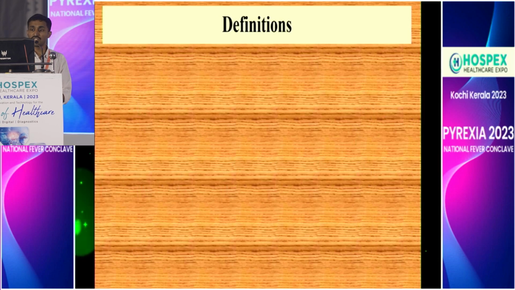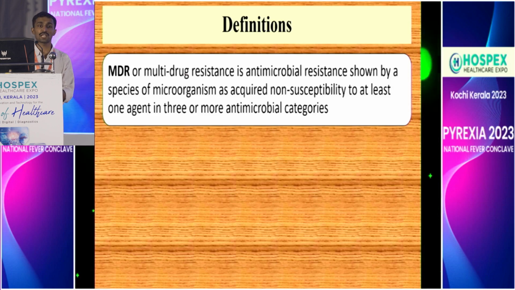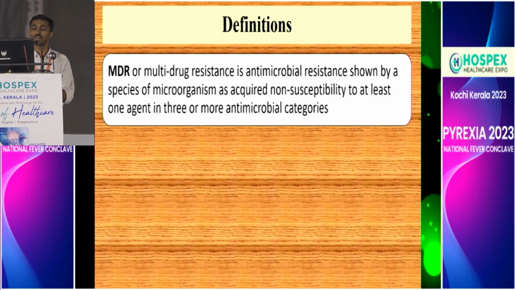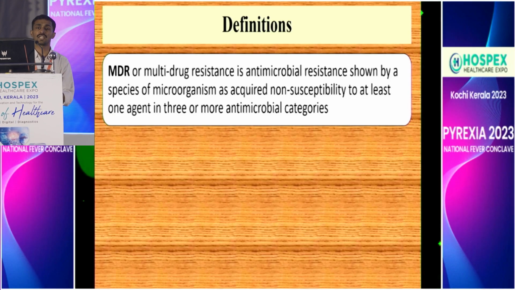Starting with the definition of the topic, MDR or multi-drug resistance is the antimicrobial resistance shown by a species of microorganism as acquired non-susceptibility to one agent in 3 or more antimicrobial categories. So, if 3 different categories, say 1 beta-lactam, 1 aminoglycoside, 1 quinolone, if 3 things are non-susceptible, then you can label it as a multi-drug resistant organism.